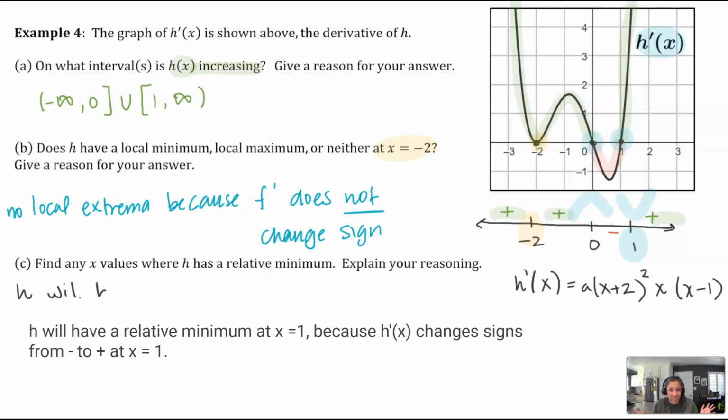Graph almost makes things easier because I'm using the graph to make the sign table. So if I have the graph, making the sign table is more straightforward in my opinion.